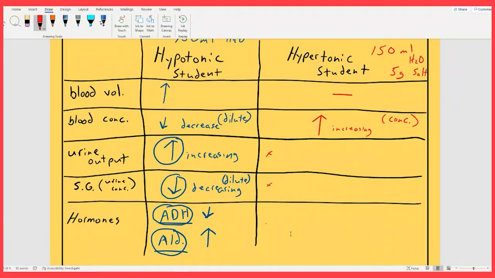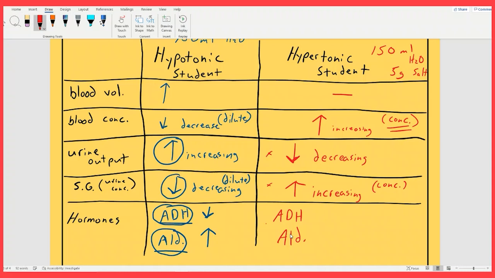So if we look at our table that we're making, this person's urine output would be dropping like a stone. Why? Because they're trying to save water to their blood to counteract this concentration of their blood. So this person's urine output would be decreasing, and their specific gravity is increasing, of course. Or we would say that their urine is very concentrated. Concentrated urine. And the hormones, yes, of course, we know they would be exactly the opposite.